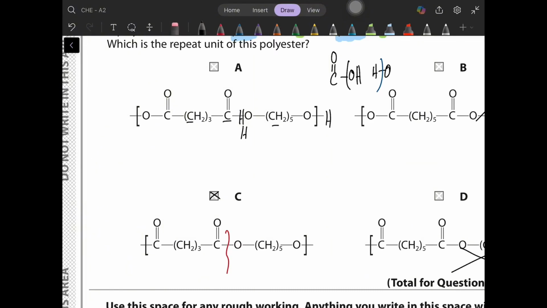Clear? So the acid is going to lose the OH and the alcohol is going to lose the H. So this O that you are seeing over here is the O from this alcohol side. Clear? All right, so let's just move on.